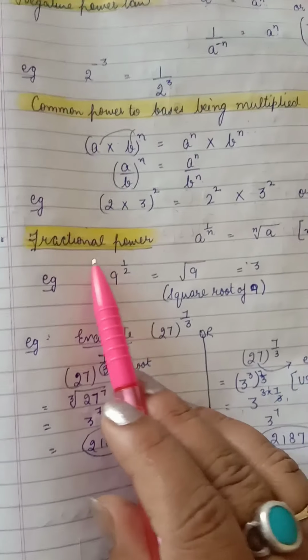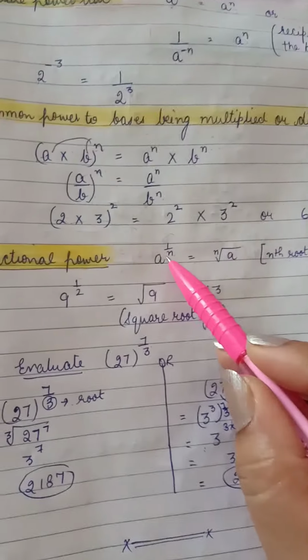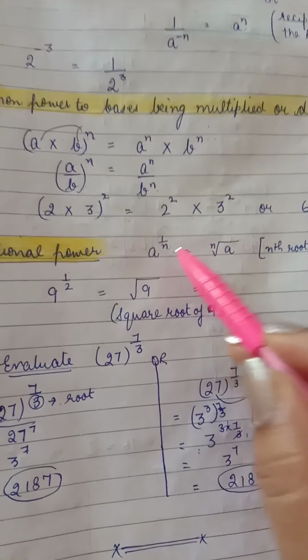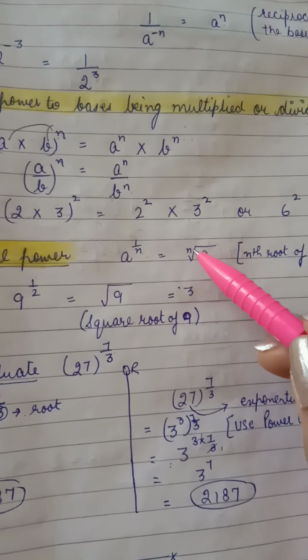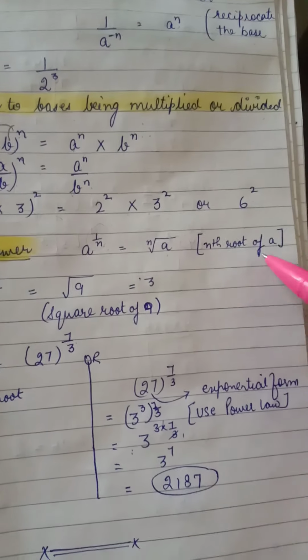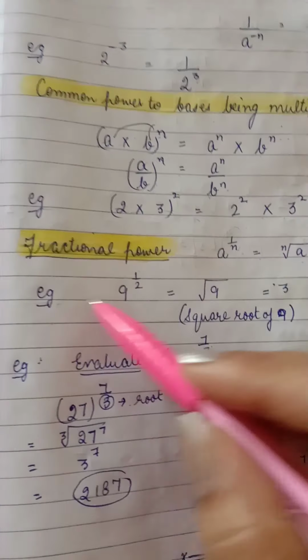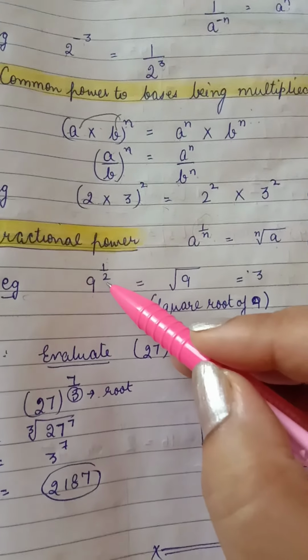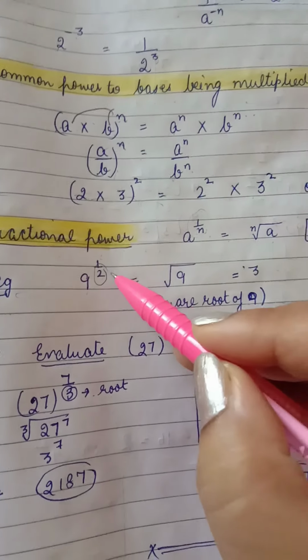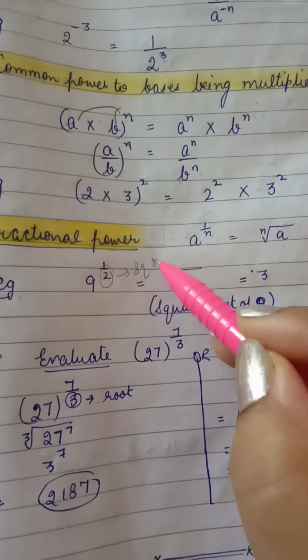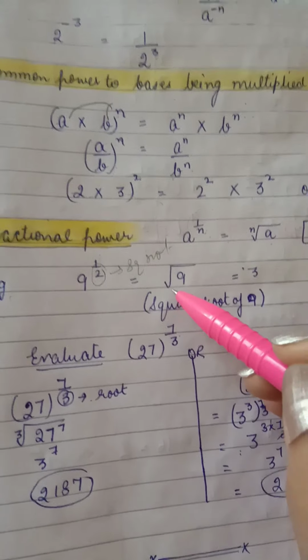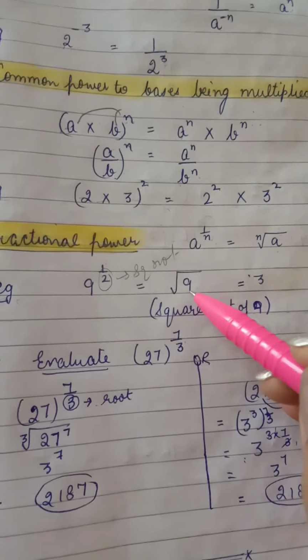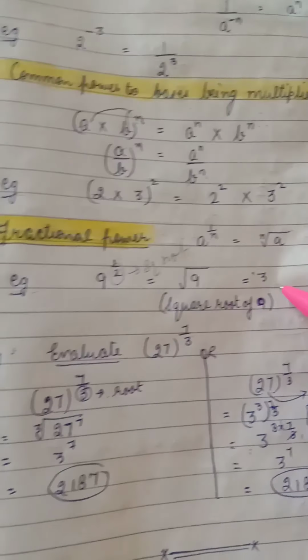Next law, number 7, fractional power law. a to the power 1 upon n, this is a fractional power, is equal to the nth root of a. For example, if we have a base to a fractional power, this is 1 by 2, that is square root. So, square root of 9, and square root of 9 is equal to 3.